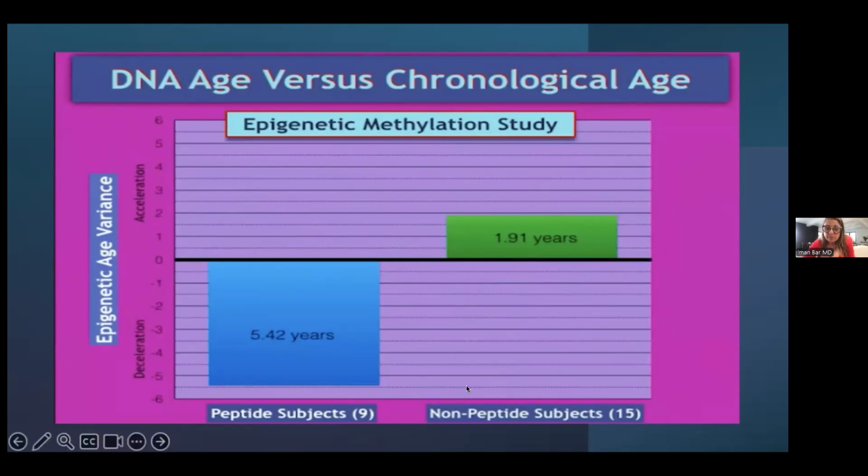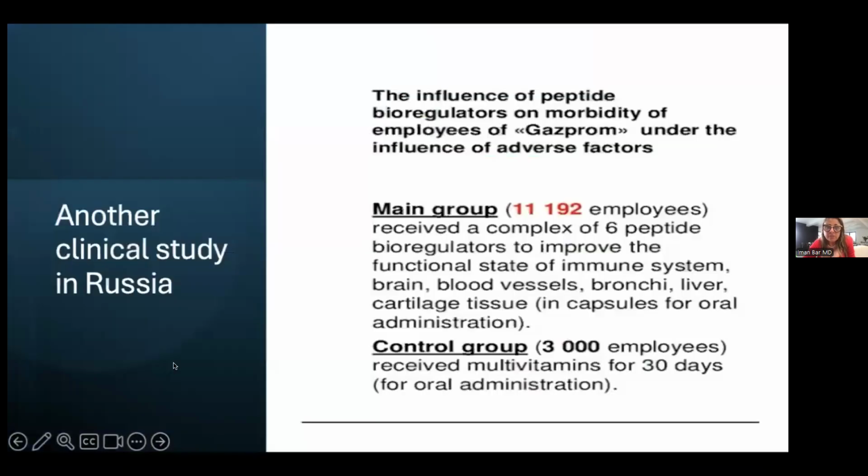And the non-peptide subjects were taking vitamins. So it's not like it's a double-blinded kind of thing. Nobody knew what was going on. Other clinical studies that they have done, again, they used it on employees at that factory, and they were able to improve blood vessel, liver, and kidney functions just by taking these peptides or bioregulators orally.